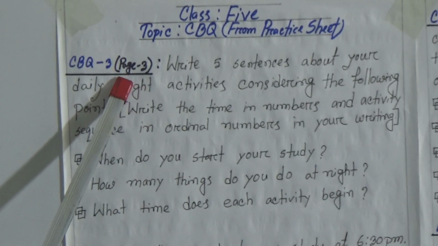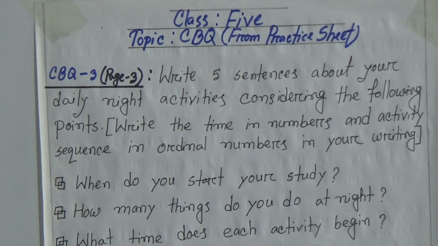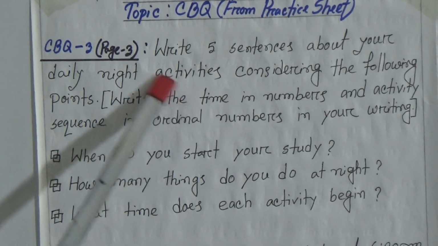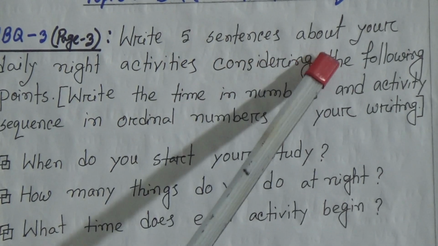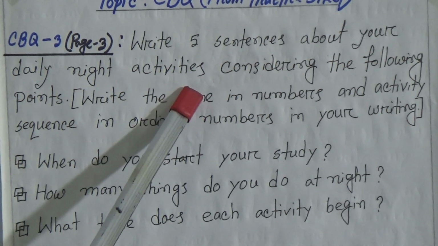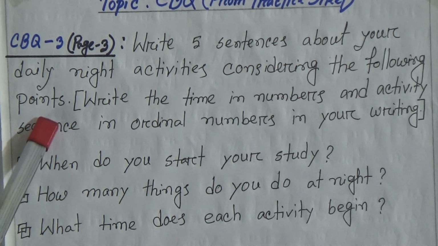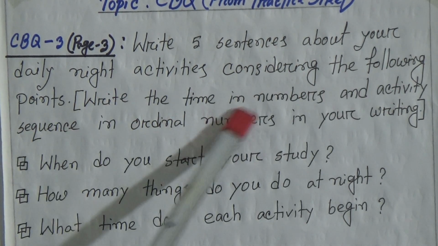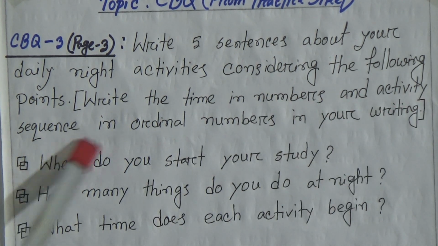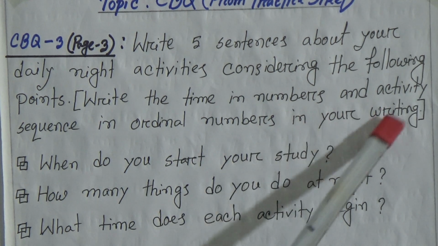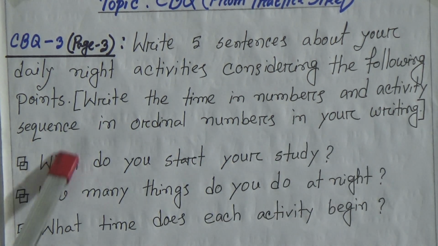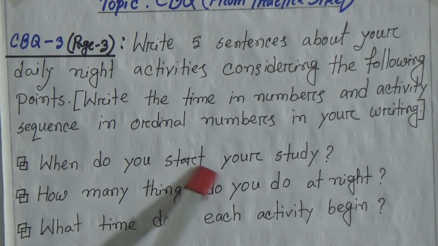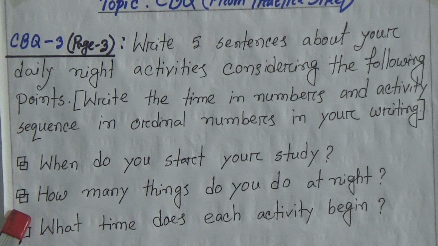CBQ 3 from your practice sheet page number 3. Please all of you open your practice sheet. Write 5 sentences about your daily night activities considering the following points. Write the time in numbers and activity sequence in ordinal numbers in your writing. And there are some questions. When do you start your study? How many things do you do at night? And the last question is, what time does each activity begin?